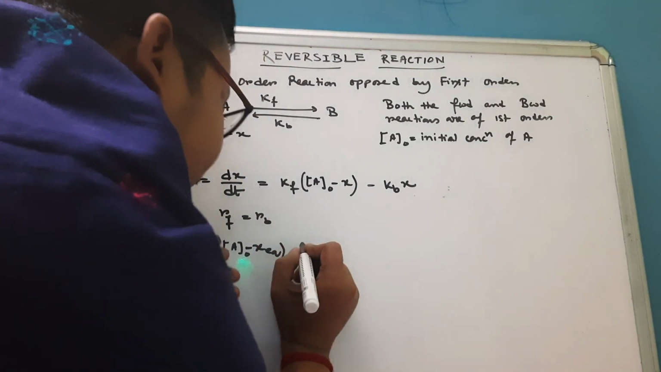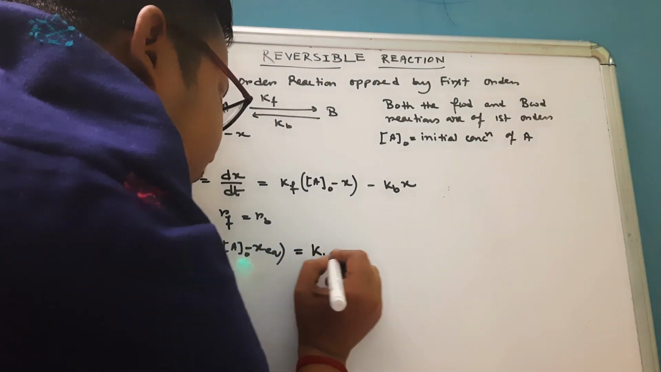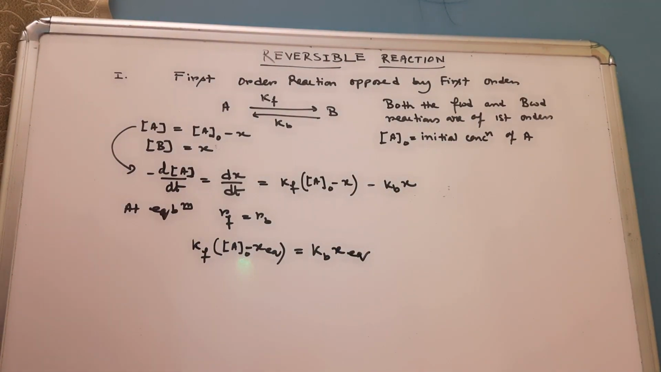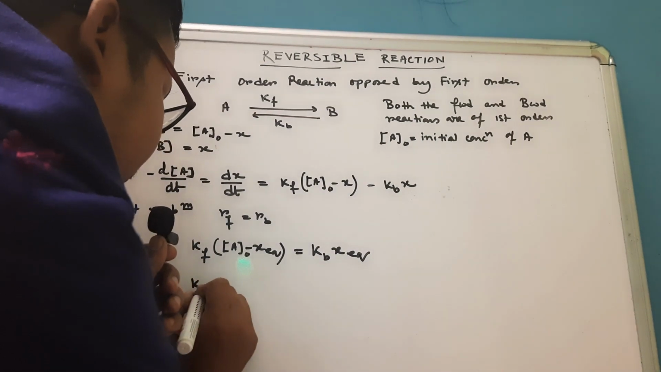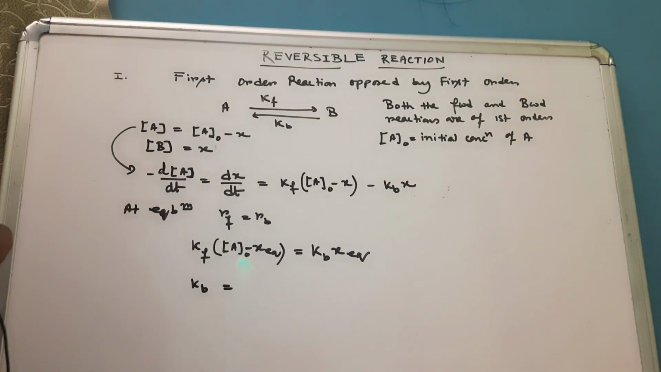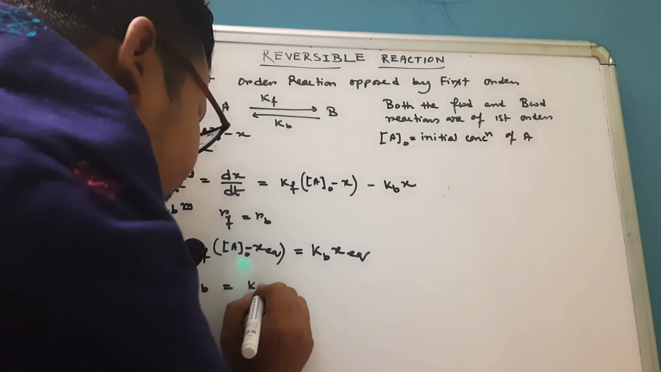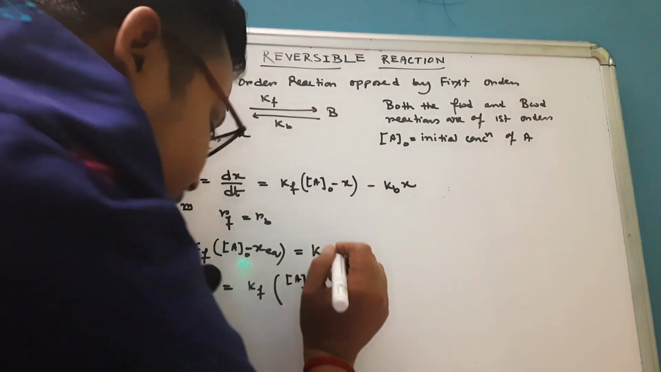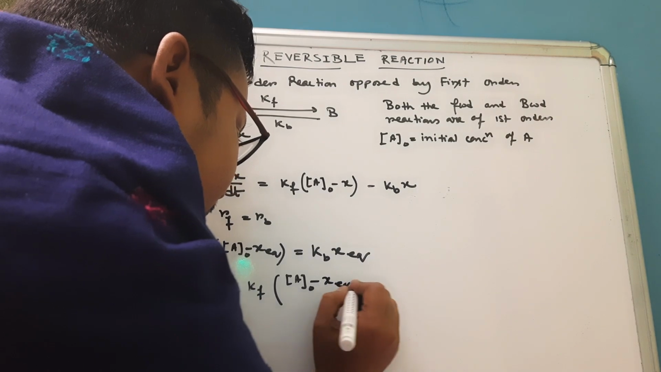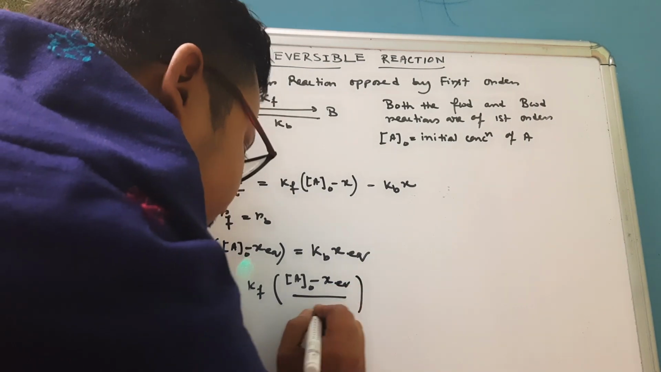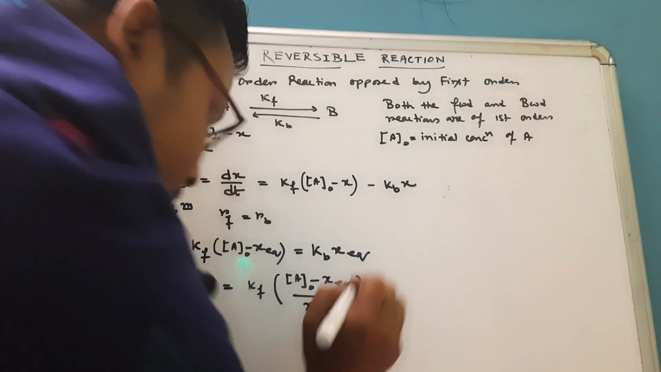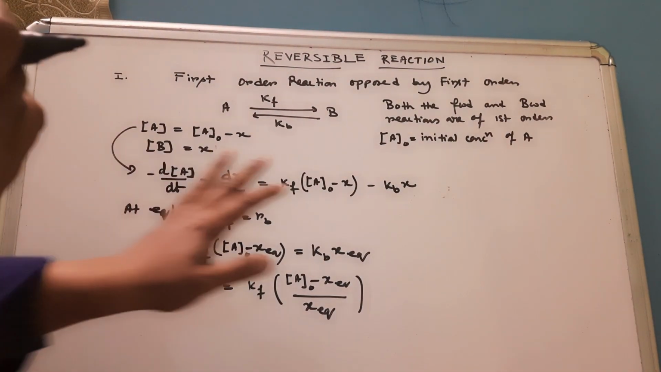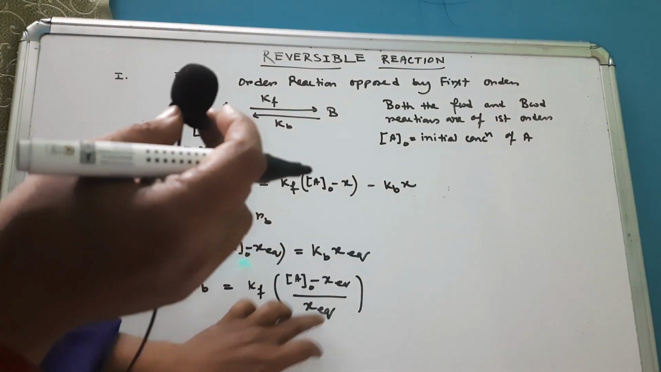So that is Kb x equilibrium. Okay, so what is Kb actually? Kb in terms of Kf is Kf into A0 minus x equilibrium by x equilibrium. So substitute the Kb here.